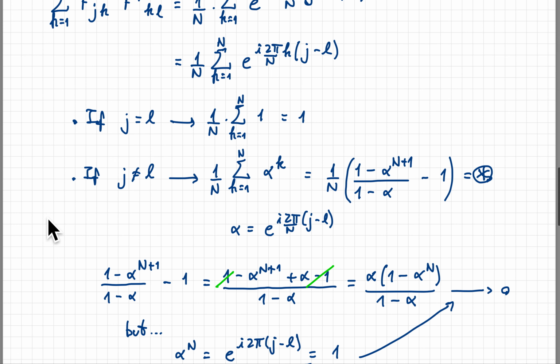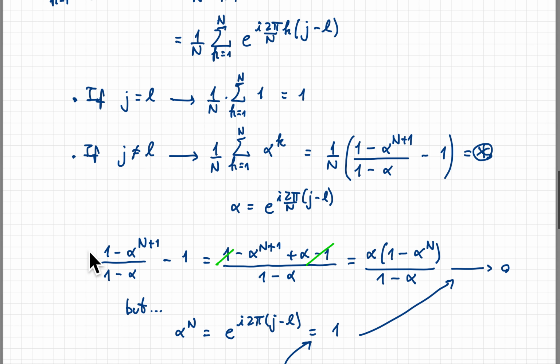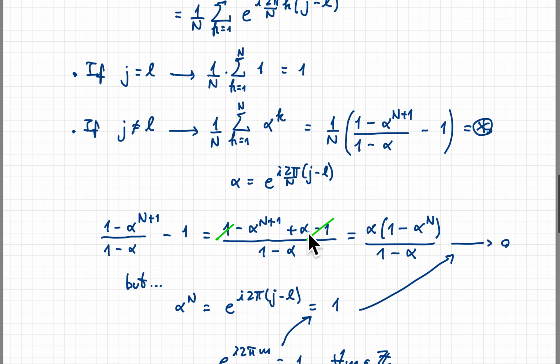Now, if we simplify this expression, we notice that we get this result. So (1 minus alpha) to n plus 1 divided by 1 minus alpha, minus 1. I go ahead and perform this sum, and so I get to add alpha and subtract 1 from this 1 here, and so the 1 goes away with this 1, and I get minus alpha to the n plus 1 plus alpha, the whole thing divided by 1 minus alpha, and I get to pull out alpha as a common factor, and so I get alpha times (1 minus alpha to the n) divided by 1 minus alpha.